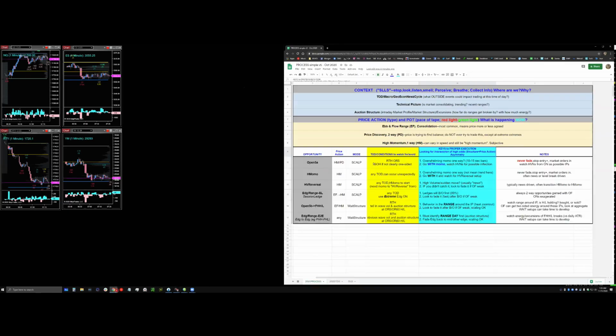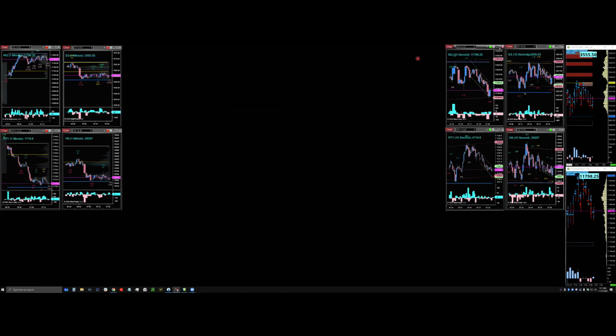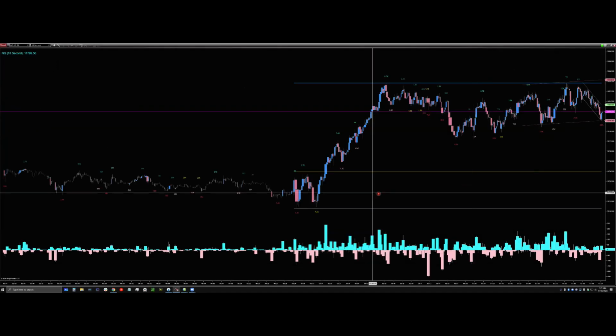And remember, that's the word that I'm using on this setup. Let's bring that back up, okay? If it's clearly one-sided momentum, that's what matters. It's the momentum you're playing here. This trade is all about it. That's why highlighted in blue, go with momentum. Watch high volume nodes for possible inflection. So let's rip that apart looking at the NQ, okay?